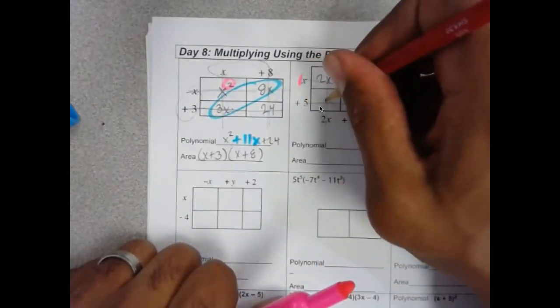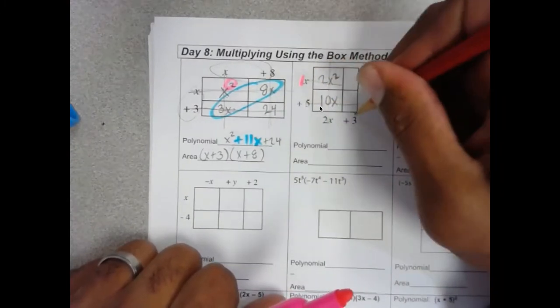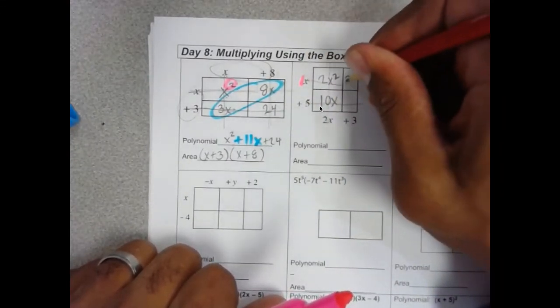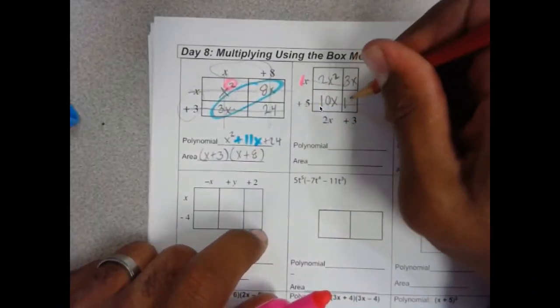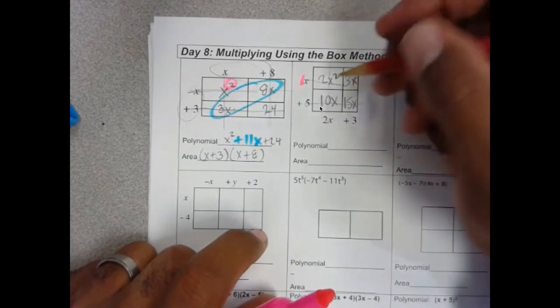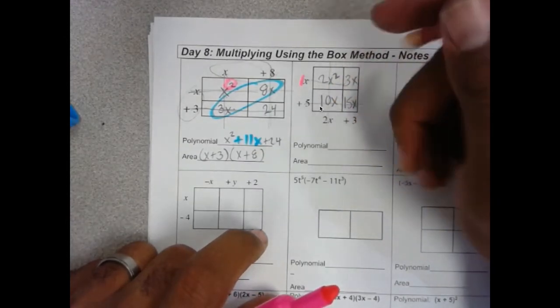Okay, now these two line up. So 2x times 5, well, that's 10x. 3 times 1x, that's 3x. And then 5 times 3x, well, that's 15x. Okay, so now, oh, I'm sorry, there's no 15.